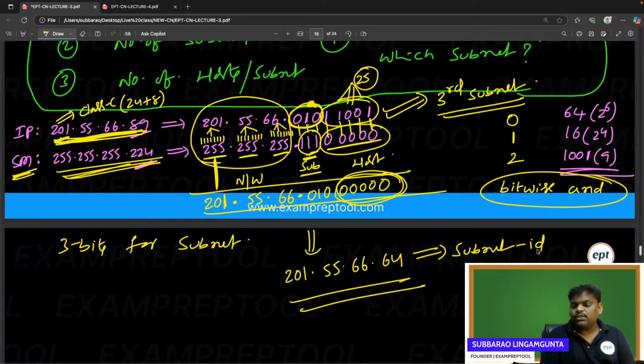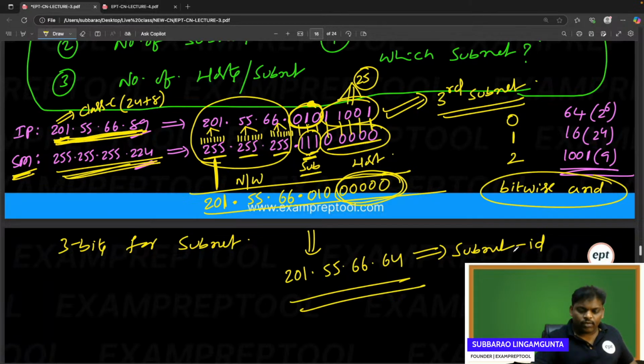IP and mask, if you do the AND operation, you will get the subnet ID. What is the meaning of AND operation? Bitwise AND operation. Try to catch properly, this is the standard procedure. You have the IP and the subnet mask, do the AND operation, you will get the subnet ID. Why subnet ID? The host part contains some ones and the mask contains all zeros there, so the AND gives all zeros. Host part all zeros is nothing but the subnet ID.